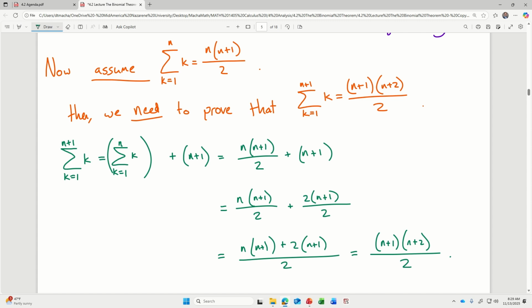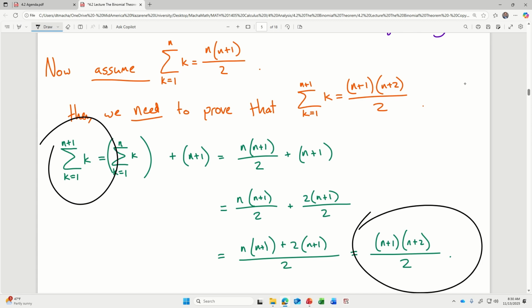What we needed to prove is that this sum that goes up to n plus 1 is equal to n plus 1 times n plus 2 divided by 2. And what we just showed is that this sum that goes from k equals 1 to n plus 1 is, if we just rearrange it a little bit, equal to n plus 1 times n plus 2 divided by 2. So we just proved that if we assume this is true in the first place, then it has to also be true in the next case.